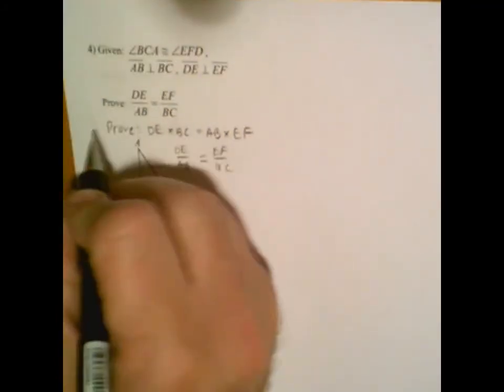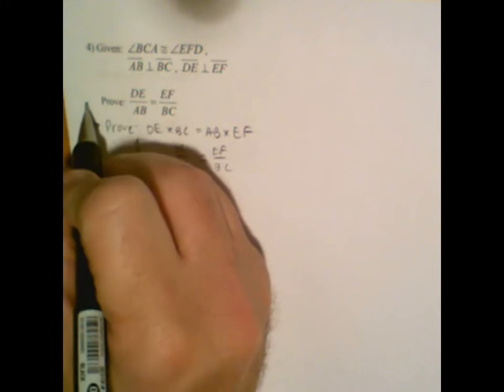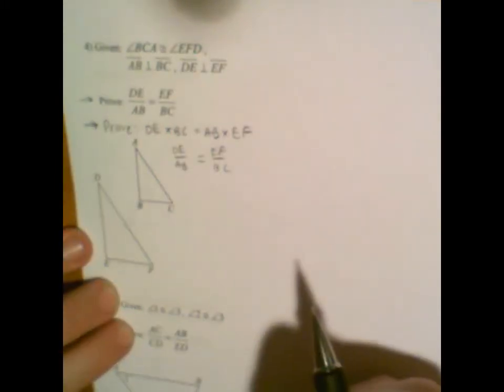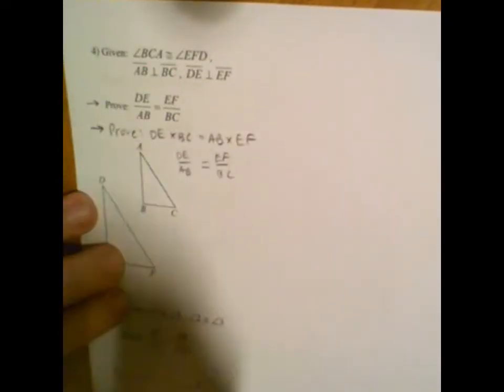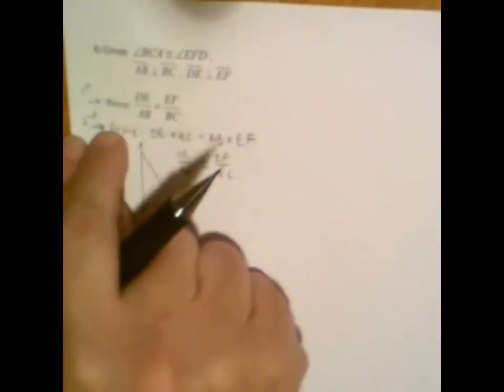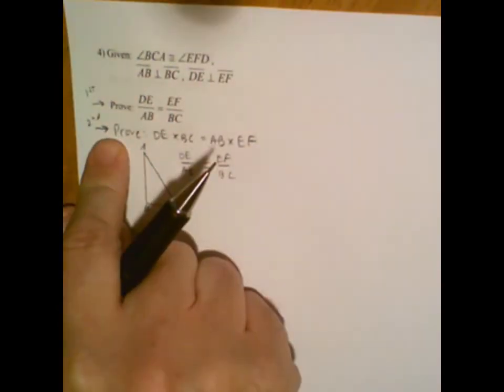So if you saw this, first you would have to do this. Okay? So this would be first, and this would be second. Or this would be the last step. This would be the second to last step.